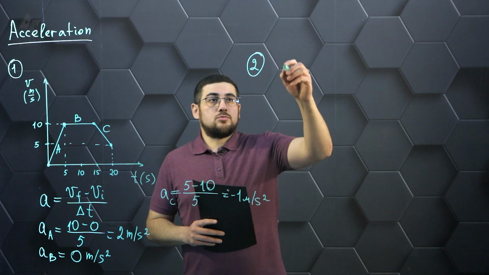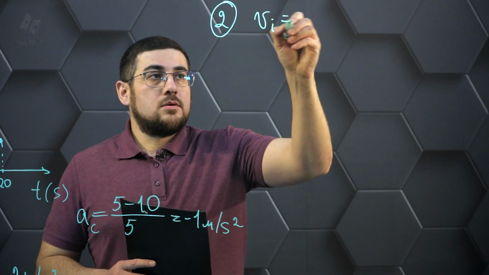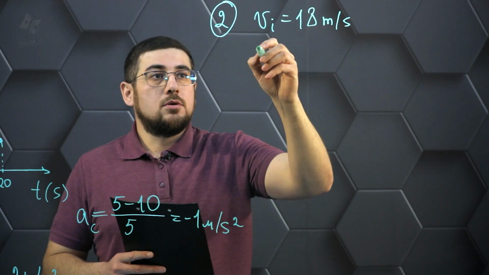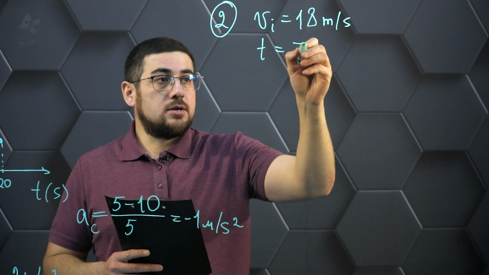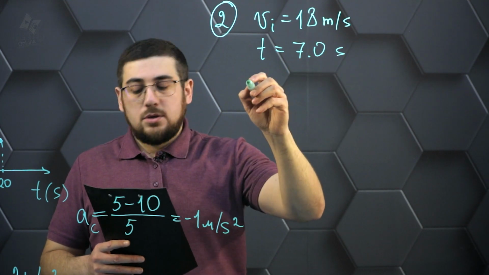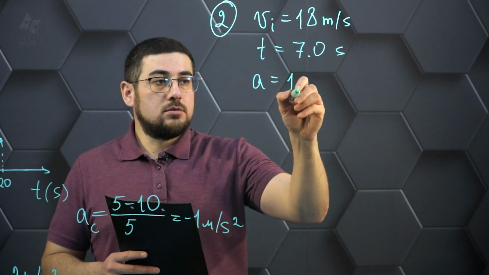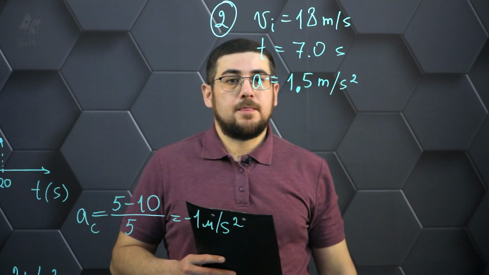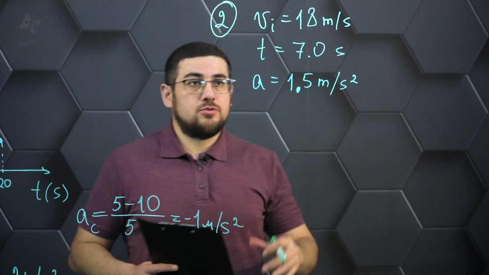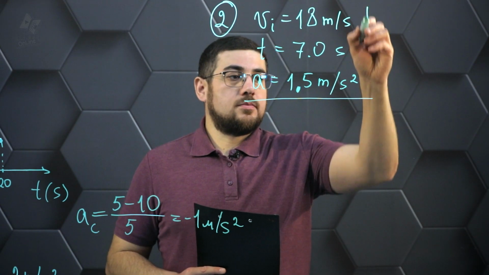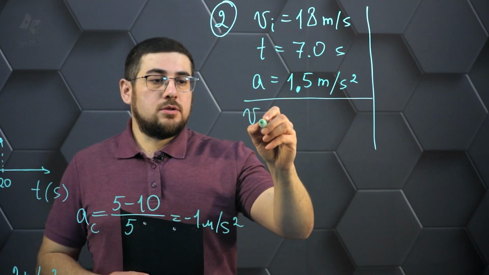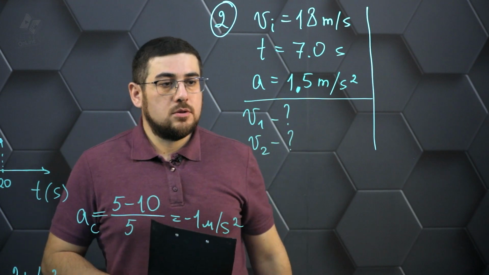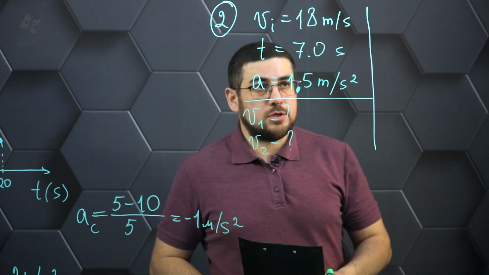Let's write down the conditions of the problem. So the initial speed of the car in both cases is 18 meters per second. The time of movement is 7 seconds. And the acceleration is known to be 1.5 meters per second squared. Let's show in the figure what the difference is between these two situations. So we need to determine V1 and V2, which is the terminal velocity in the two cases.